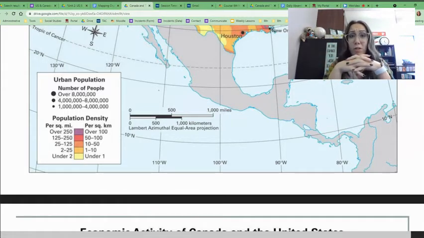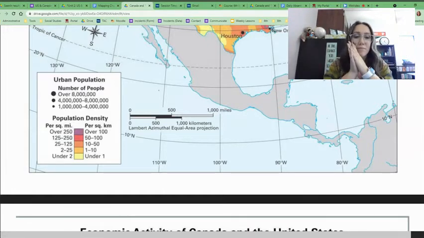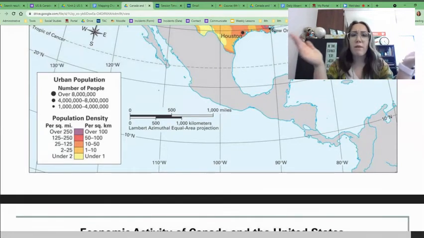A square mile is very small. You can drive a mile in a minute, maybe a minute or less even sometimes. So it's a very short or very small space. So we're talking about how many people could live in that small amount of space.